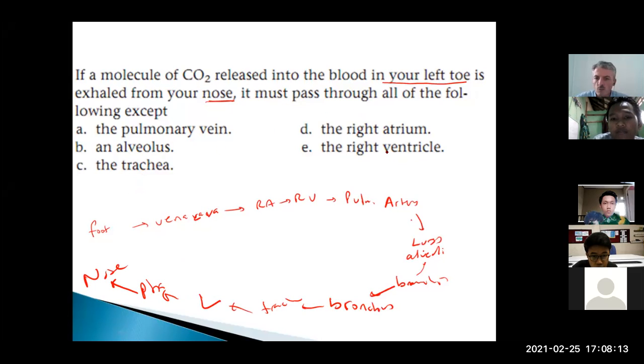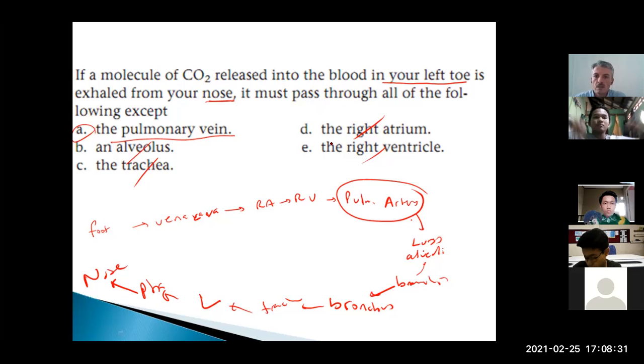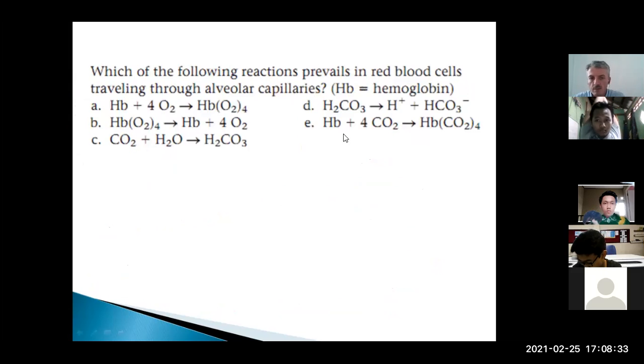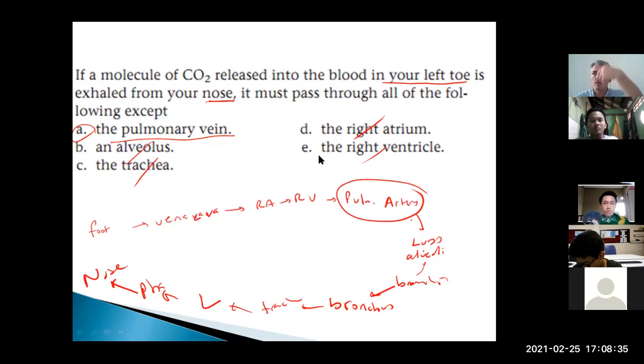Right atrium, right ventricle, we passed. Trachea, of course. Alveolus should be there. Pulmonary vein. We use pulmonary artery, not the vein. So question like this may come. Okay, this is about the path. It can also be for oxygen. Let's say you are breathing in, oxygen enters, then the other way.